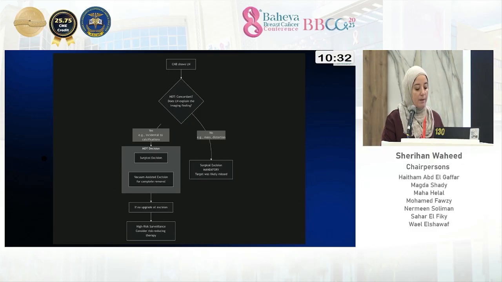Management is entirely dependent on concordance. For example, if it's discordant, excision is mandatory. If it's concordant or an incidental finding on biopsy, then vacuum-assisted excision or surgery can be considered.